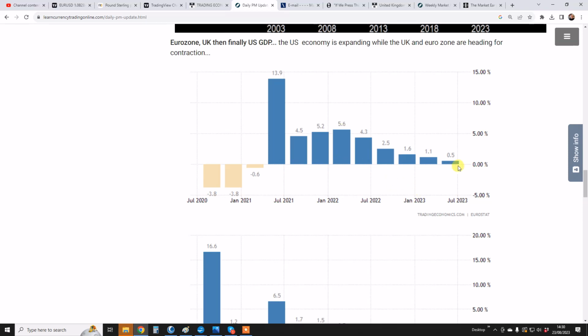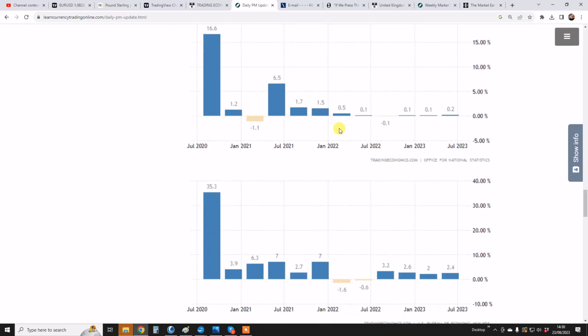And this is a good example here. I'm just going to show you some GDP data. This is for Eurozone. You can see gross domestic product is coming down. It's barely in expansion. That is going to go negative in the next quarter, okay? What about the UK? No growth at all. That's probably going to go negative in the next quarter.